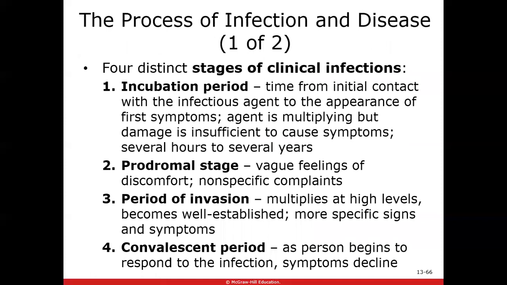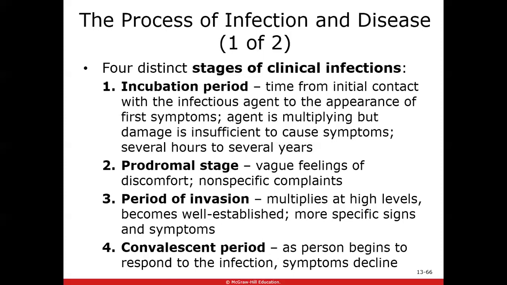Okay, so now we're talking about the process of infection and disease. So 4 distinct stages of clinical infections. First, you can have incubation period. That's the time from initial contact with the infectious agent to the appearance of the first symptoms. So the agent is multiplying, but damage is insufficient to cause symptoms. So you can have several hours, several years before you show results of infection. That's incubation. So during that time, they can actually spread the disease because it's in there, but they don't show any signs or symptoms.